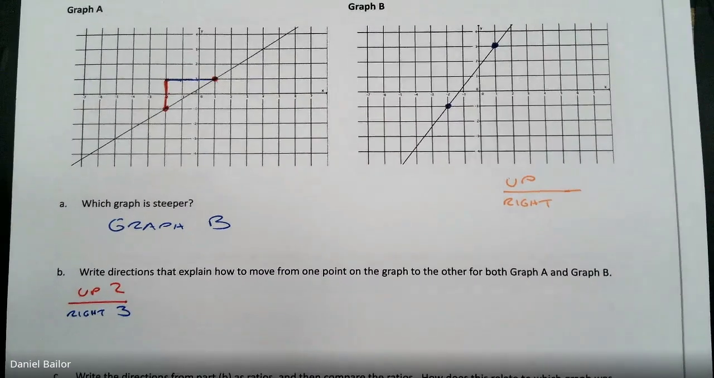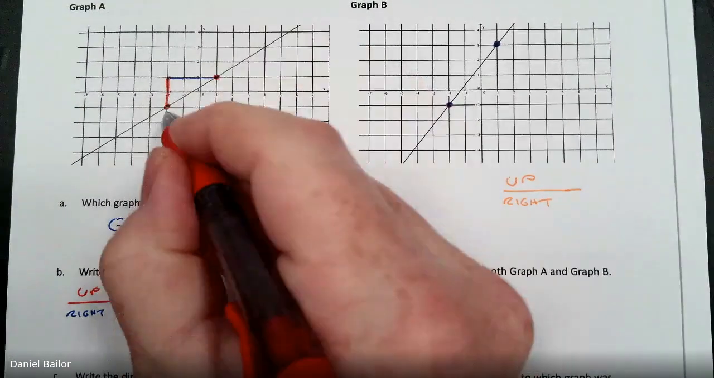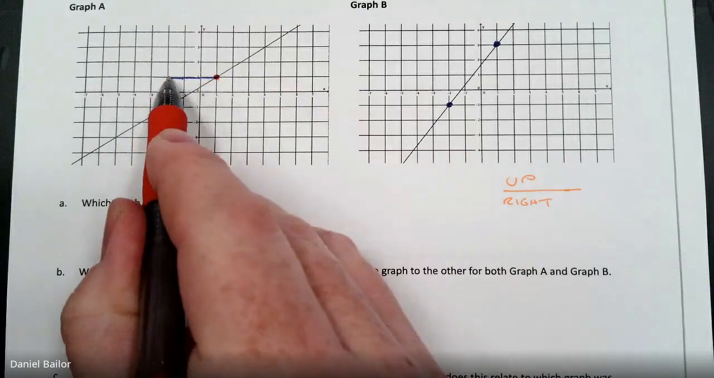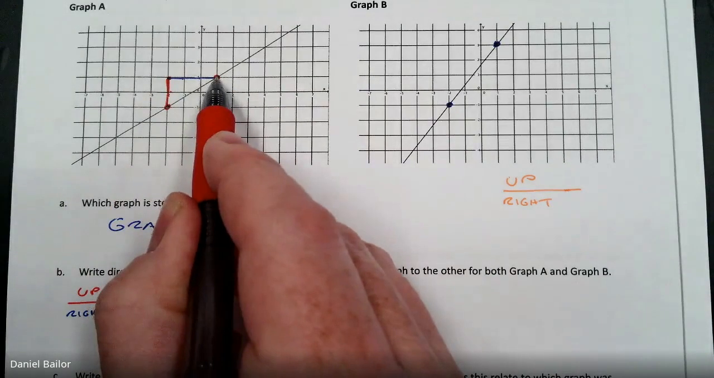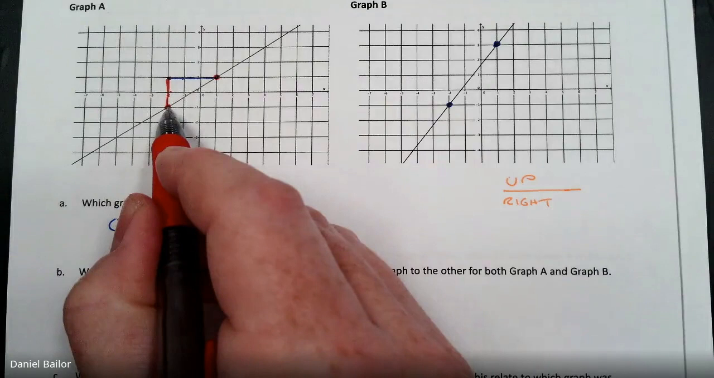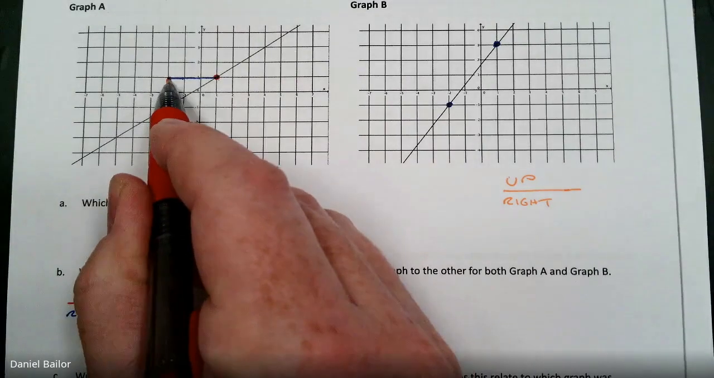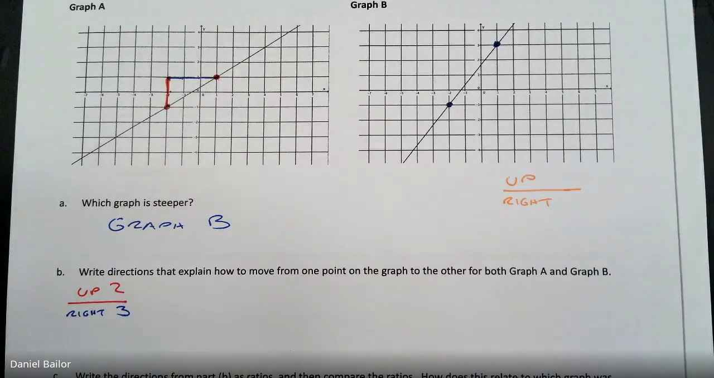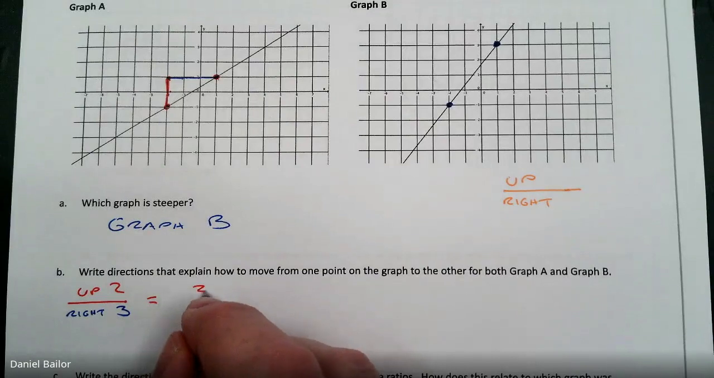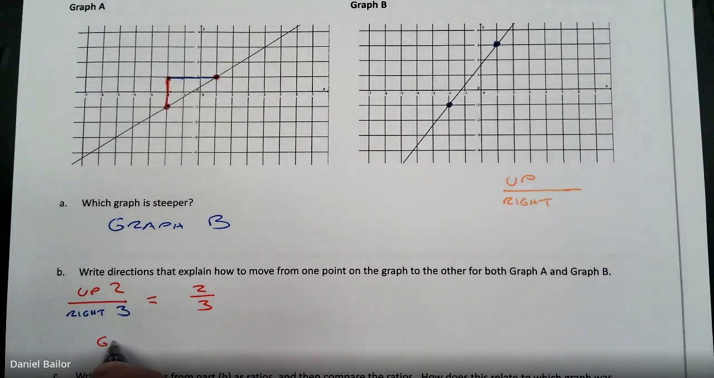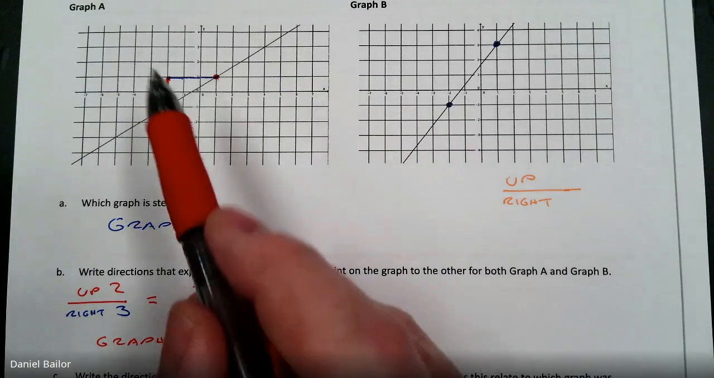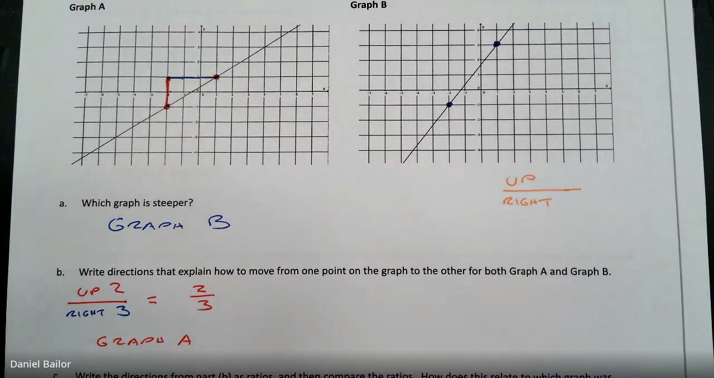So if we start here and we move up 2 and right 3, we get to the other point. So start at this coordinate, go up 2, right 3, and we get there. So up 2, right 3 means that the slope of graph A is 2/3. This is graph A. Graph A is 2 divided by 3 because we did up 2, right 3.